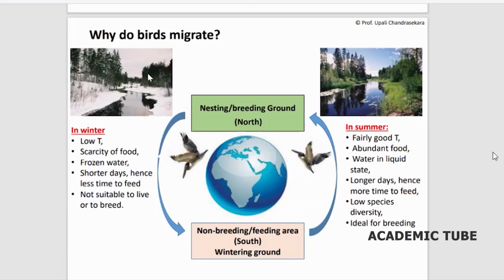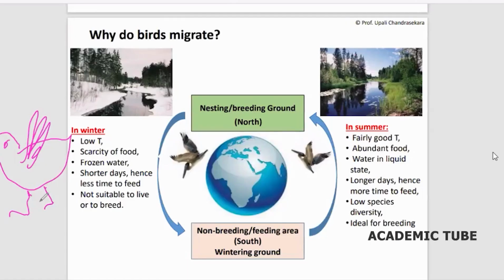Okay, there is another thing I want to tell you. That is the temperature condition of the birds. Now look, I am drawing a bird. Okay, now this is a bird. Do you know the average body temperature of a bird?